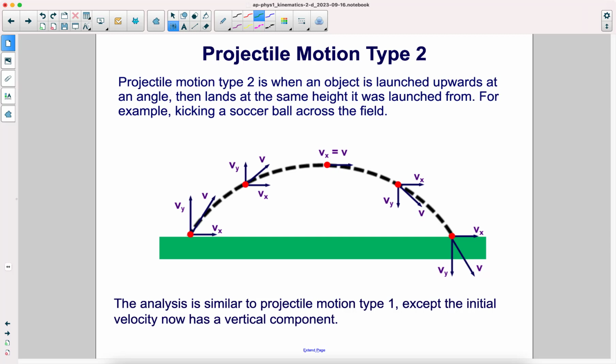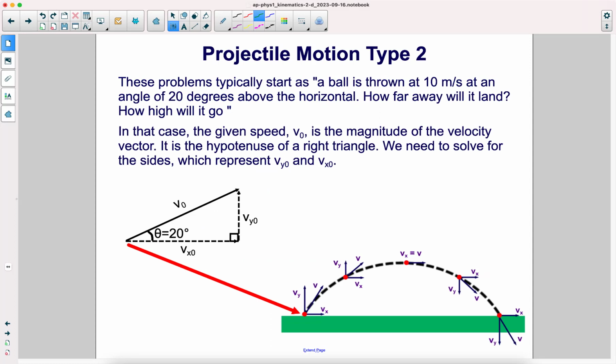These problems typically start as a ball is thrown at 10 meters per second at an angle of 20 degrees above the horizontal. How far away will it land? How high will it go?